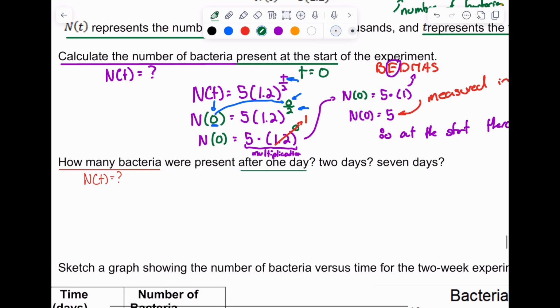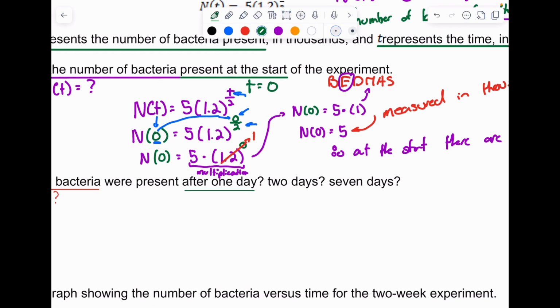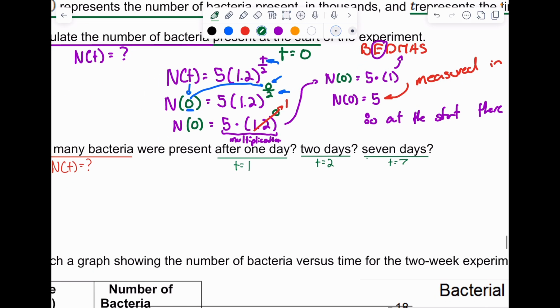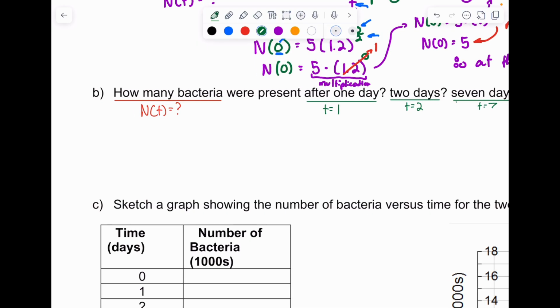So if t is measuring time in days, well, after 1 day, this would be when t is 1. Okay, well, this would be after 2 days, when t is 2. And after 7 days, this would be when t is 7. So let's do this algebra 3 times. So n of t, when t is equal to 1, what is the number of population?